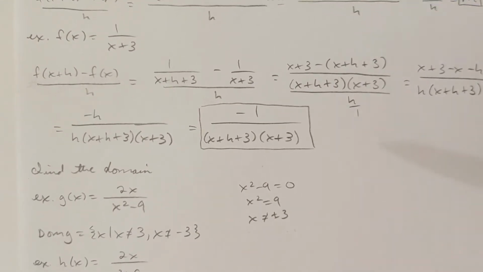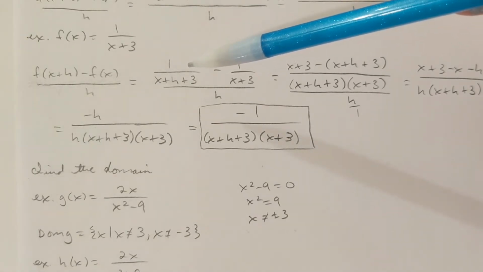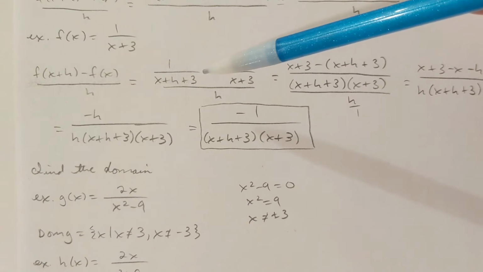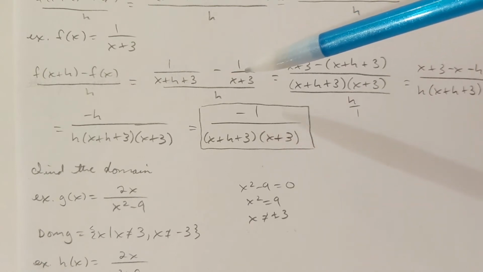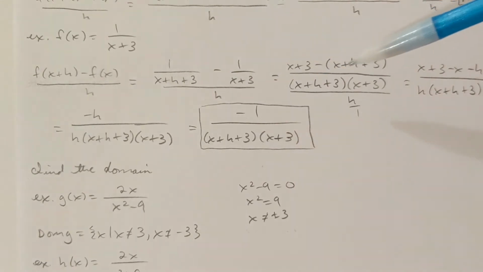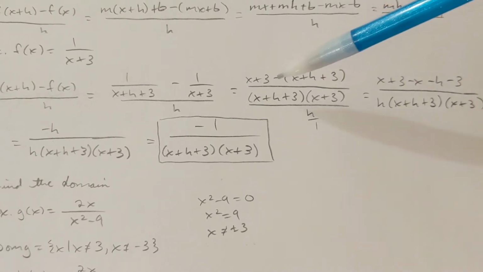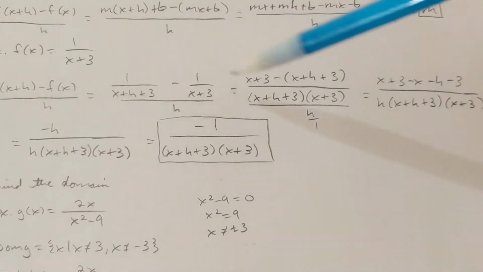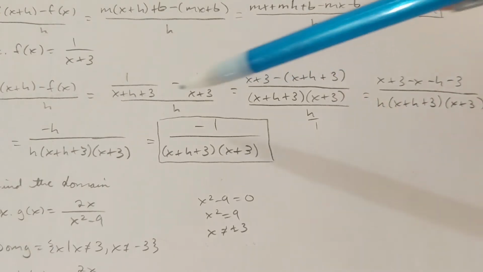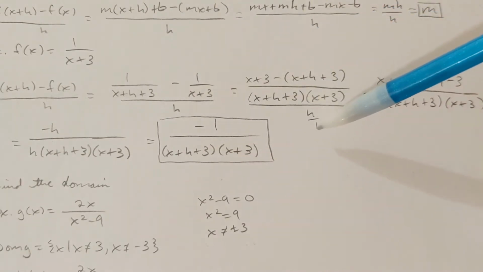What if you've got, like, f of x equals 1 over x plus 3? Okay, well, the difference quotient: f of x plus h is 1 over x plus h plus 3, minus f of x, all over h. I'm going to go ahead and get a common denominator here. X plus 3 minus x plus h plus 3, all over x plus h plus 3 times x plus 3, all over h over 1.